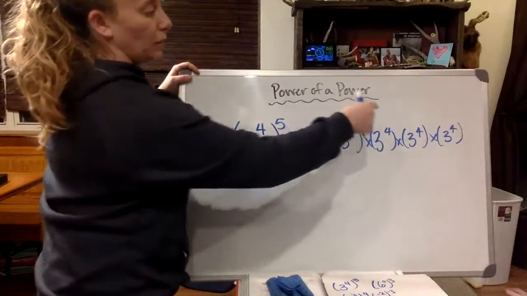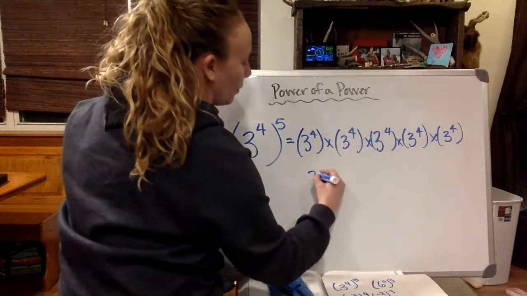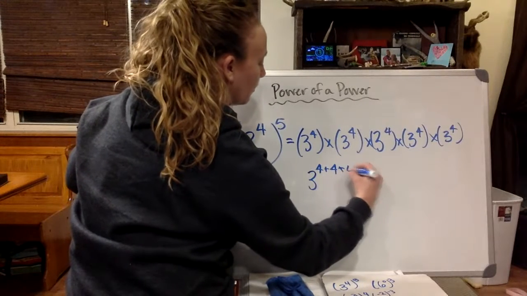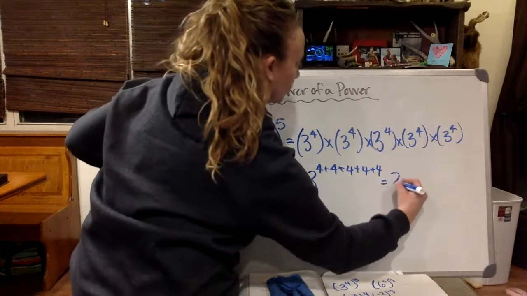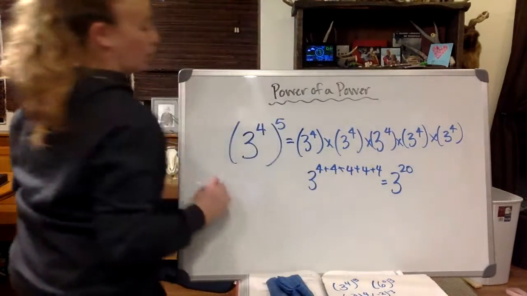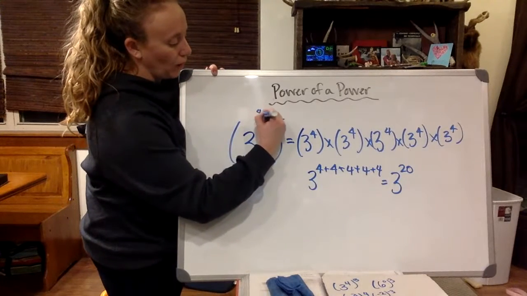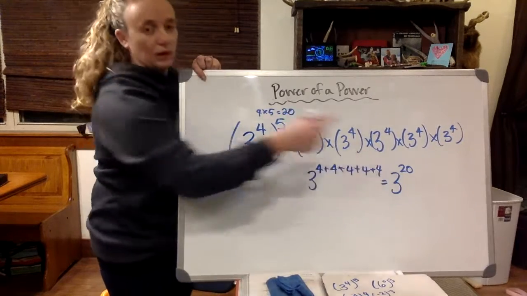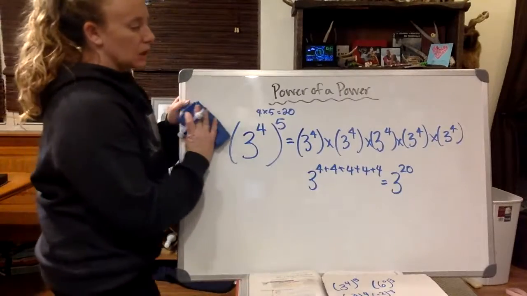So 4 plus 4 plus 4 plus 4, actually 5 times, sorry. 3 raised to the 4 plus 4 plus 4 plus 4 plus 4 equals 3 raised to the 20th, or 3 raised to the 4 times 5, and 4 times 5 equals 20. So 3 to the 20th. Awesome. Super exciting. Let's look at 2 more.